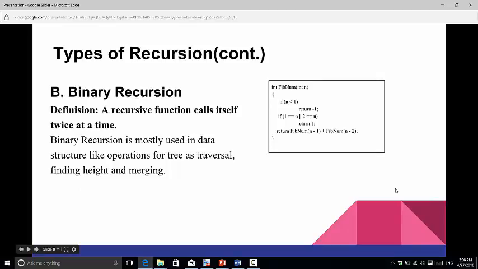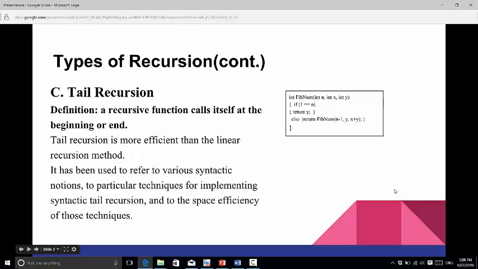The second one is binary recursion. A recursive function calls itself twice at a time. Binary recursion is mostly used in data structures. The third one is tail recursion. The definition is that a recursive function calls itself at the beginning or end. Tail recursion is more efficient than the linear recursion method.